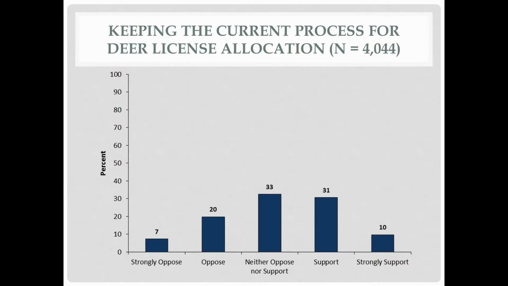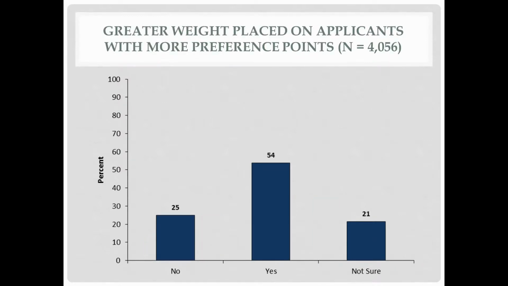One of the questions we asked, and because it was really long, I couldn't get it all up here, but I'll read the question quickly. We explained how the preference points work, how chances with each additional preference point are increased. Do you think this process should be modified so greater weight is placed on applicants who have more preference points, increasing their chances of drawing a license and decreasing the chances of applicants with fewer preference points? And this was a simple yes, no, not sure question. 54% of folks said yes, that they felt that greater weight should be placed on applicants who have more preference points. A quarter said no, and the remaining 21% were unsure.